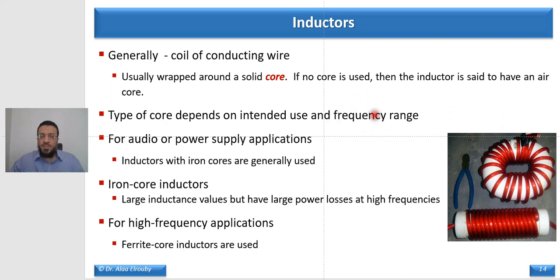Usually we have some cores. This core can be plastic, can be foam, can be some magnetic material, and this is called the core. Sometimes also we have no cores. In this case we say this is an air core. We have different types of inductors and different usages for those inductors as well.